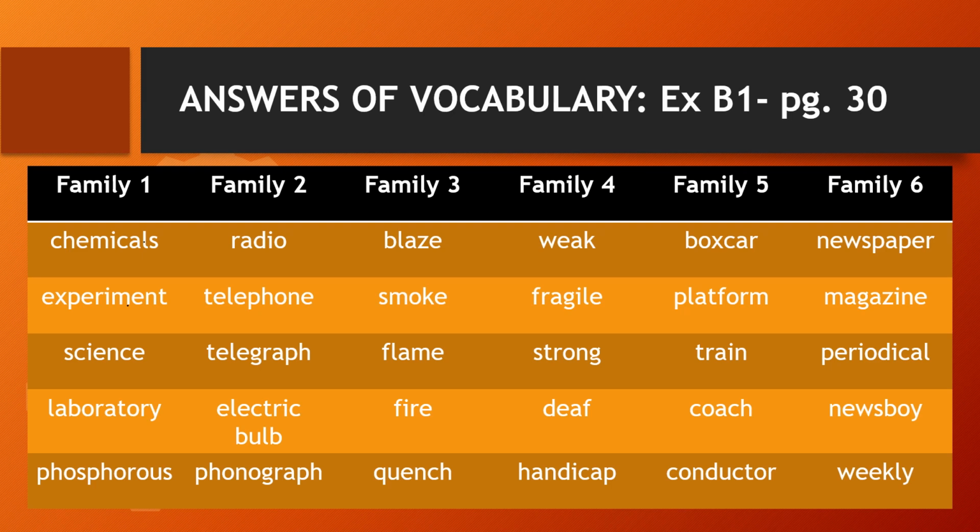Now let us do family number 6. Newspaper, magazine, periodical, newsboy, and weekly. Now if you see carefully, all these words are related to newspaper and magazines. Yes. Wasn't that easy? Quickly write it down in family number 6 and make sure that your work is neat and tidy so that I can read it properly while you upload them on ERP, and make sure that you write the correct spellings. Very good. Now let us go ahead and do the next exercise.